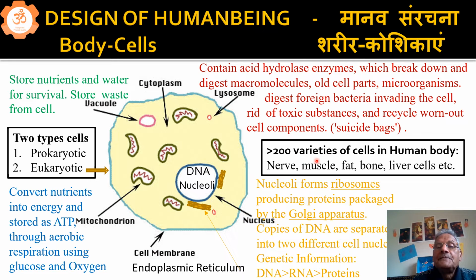In the human body, there are 200 varieties of cells. Some are nerve cells, muscle cells, fat cells, bone cells, liver cells. So in this way, for different organs, different varieties of cells are there, because some require more of this powerhouse mitochondria, some less, and they vary in their shapes also.